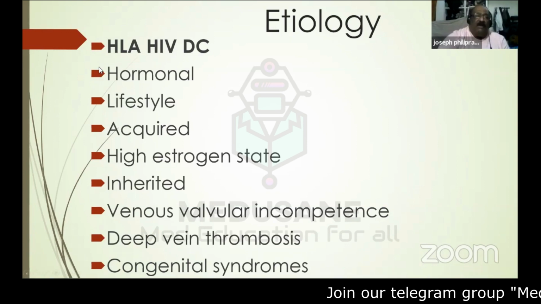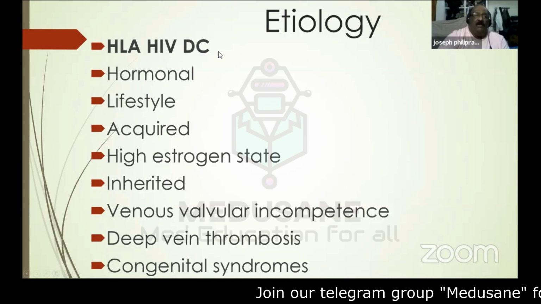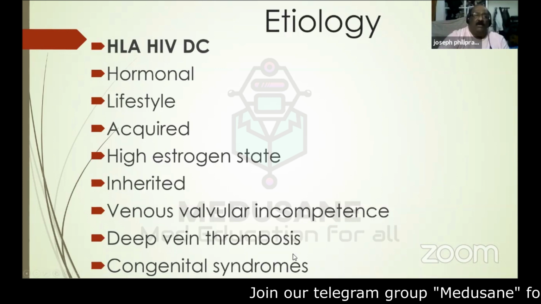So simple thing to remember, the etiology of varicose veins is HLA, HIV, and DC. So I hope you remember at least HLA, HIV, DC. HLA part is hormonal, lifestyle, acquired. HIV part is high estrogen state, inherited, or venous valvular incompetence. Now, DC is deep venous thrombosis and congenital syndrome like Klippel-Trenaunay syndrome.